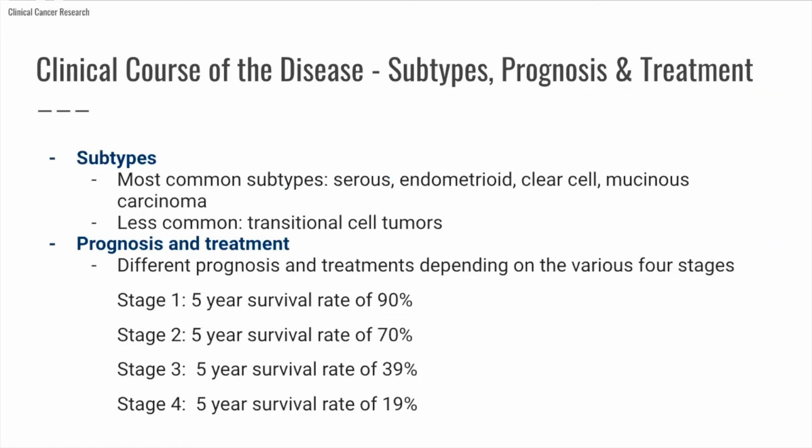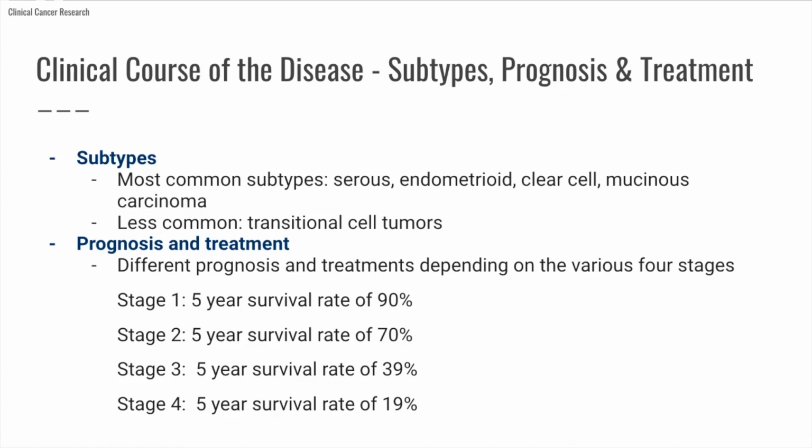Okay, so there are many different subtypes of the disease, the most common being serous, endometrioid, clear cell, and mucinous carcinoma, and the less common being the transitional cell tumors. The transitional cell tumors include the transitional cell carcinoma and malignant Brenner tumor. The subtypes used to be grouped together under the umbrella category of epithelial ovarian tumors. However, they are now separate subtypes with various behaviors.